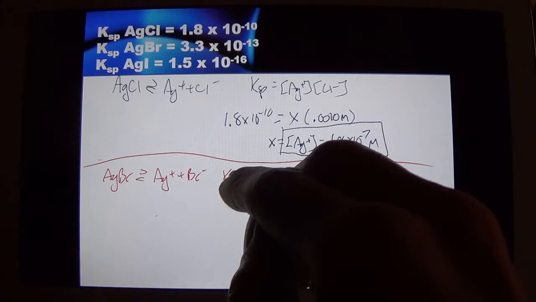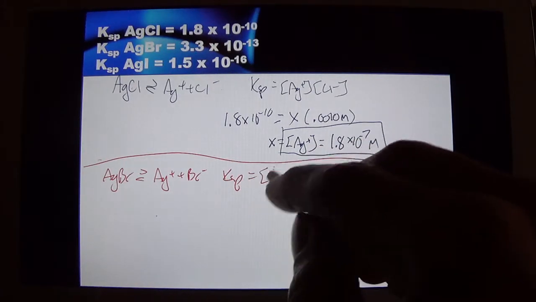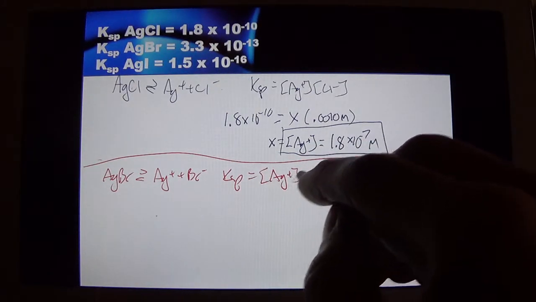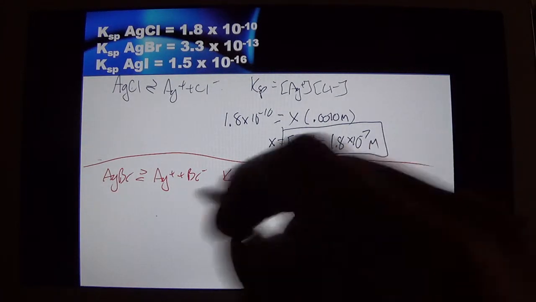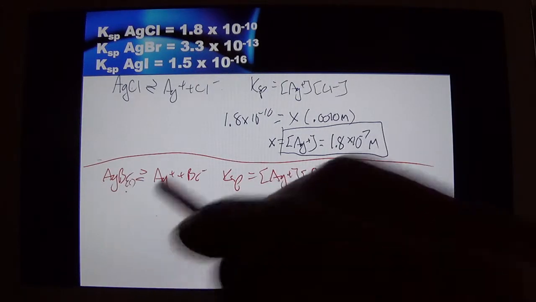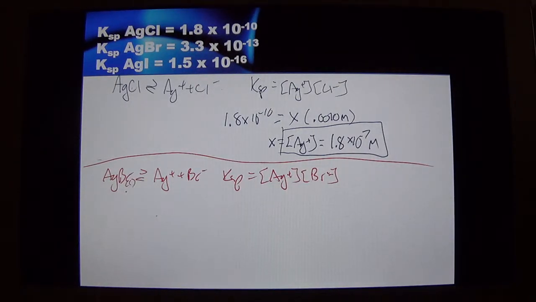And I'm looking at this Ksp. Again, I point out coefficients are exponents, exponents are coefficients. And we do not include solids. These are solids. We do not include solids and liquids in our Ksp expressions. I proved to you earlier why. If you need to review that, it is because their concentrations really do not change an appreciable amount. So we don't include them. So just be aware of that. With that said, here's our Ksp expression.